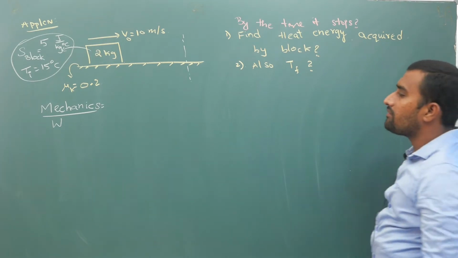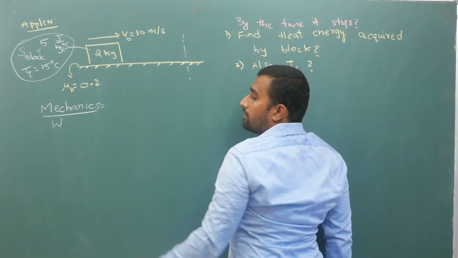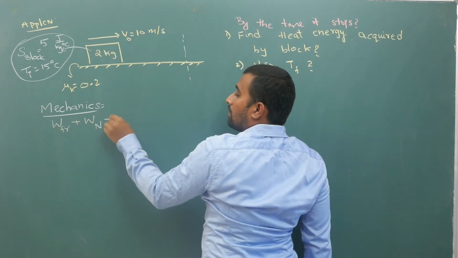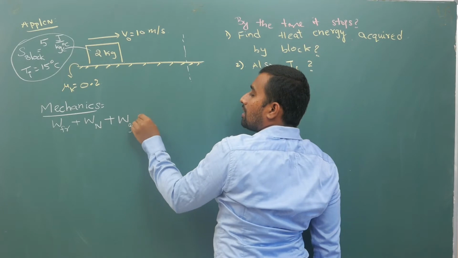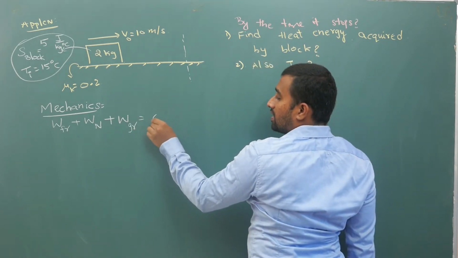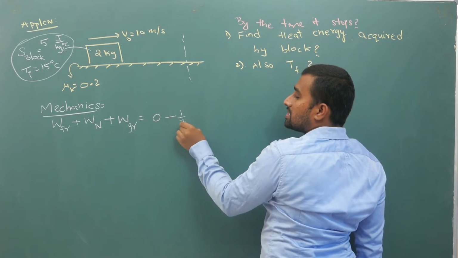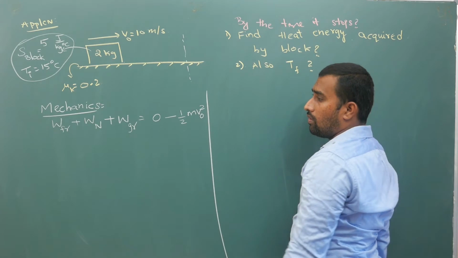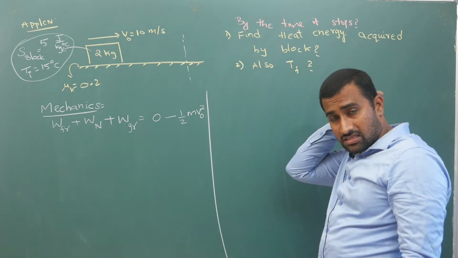So in mechanics, if you are solving this question, you would have written work done by friction plus work done by normal reaction plus work done by gravitational force. Work done by all forces is equal to change in kinetic energy. So final kinetic energy is 0 minus initial kinetic energy, which is half m v naught square. This is what you will be writing in mechanics.